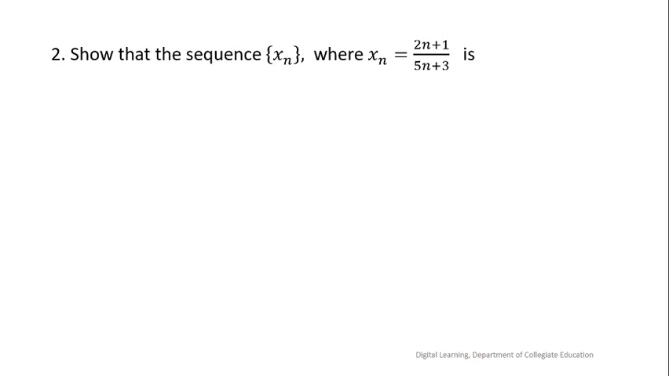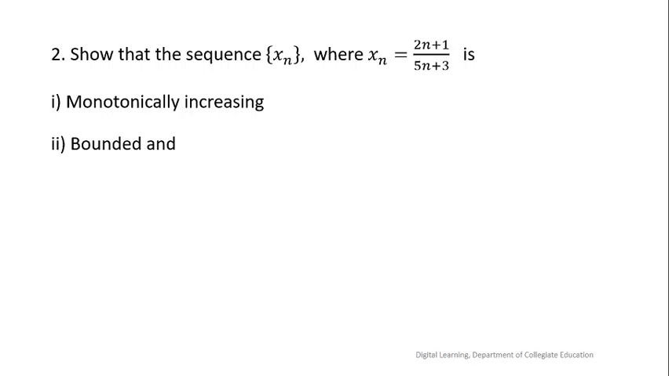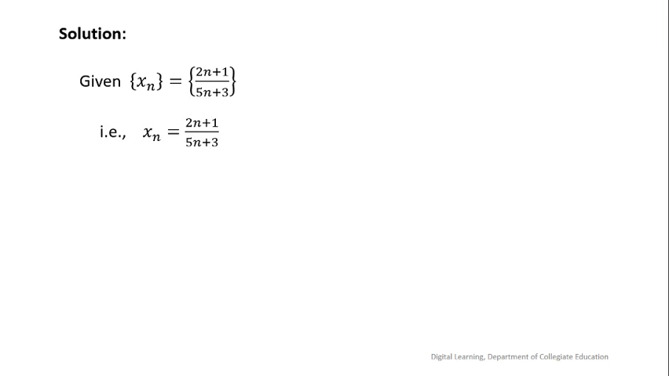The next problem. Show that the sequence xn, where xn is (2n plus 1) by (5n plus 3), is monotonically increasing, bounded and converges to 2 by 5. Solution. Given the sequence xn equals (2n plus 1) by (5n plus 3).